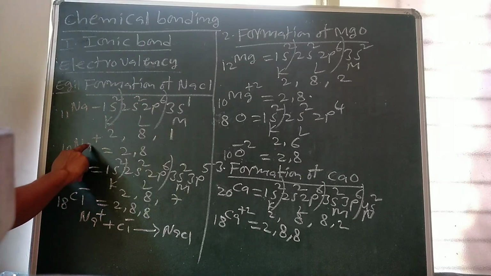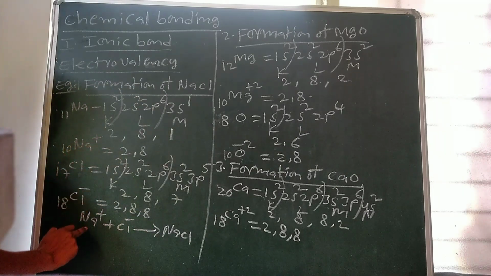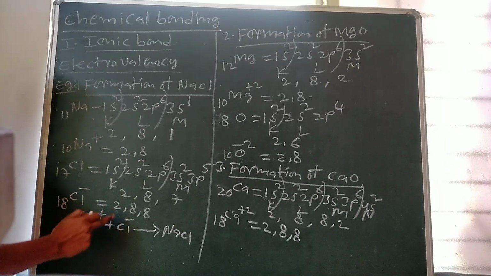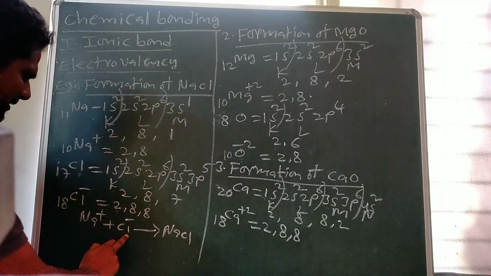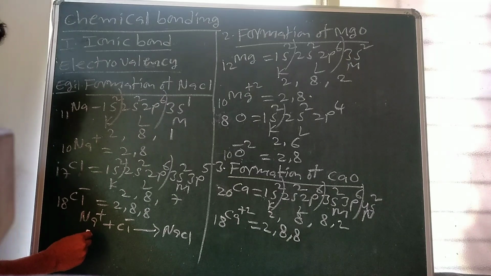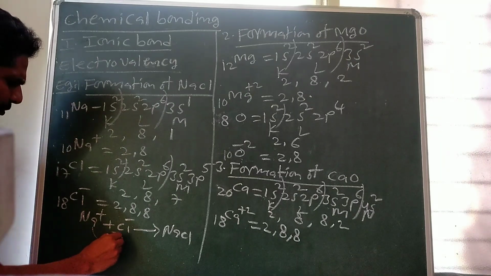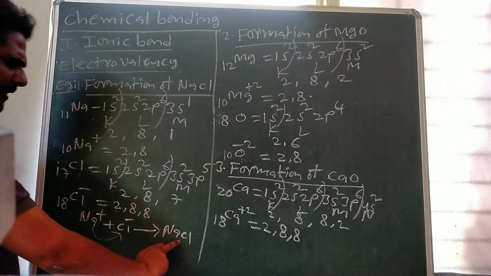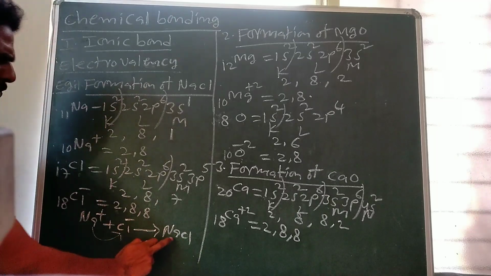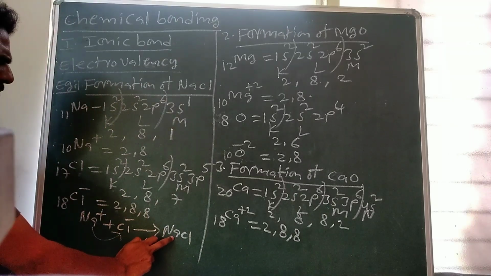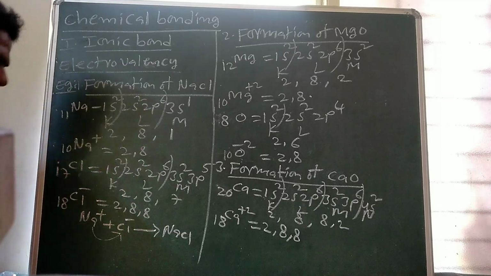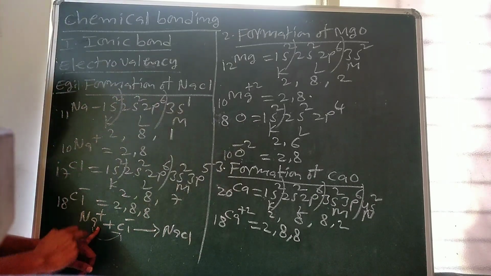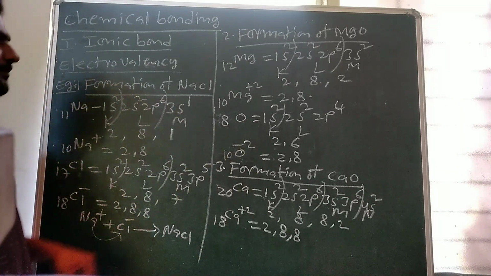So sodium loses one electron to get Na plus. Chlorine gains one electron to give Cl minus. So the electrons transfer from sodium to chlorine to form NaCl. So the electrovalency of sodium in sodium chloride is 1 due to one electron being transferred from sodium to chlorine.